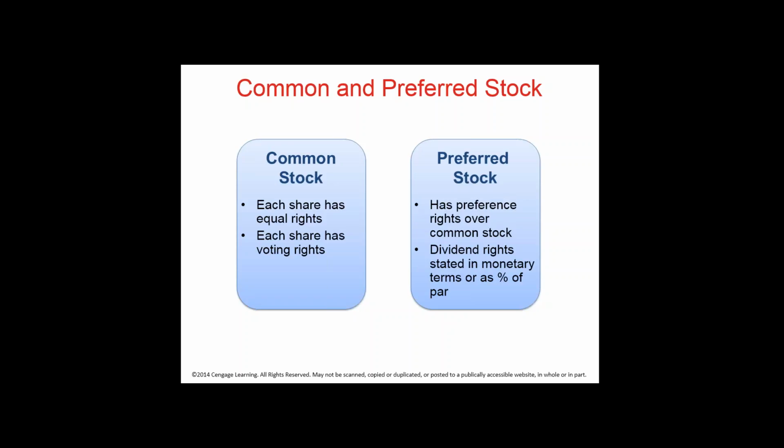Generally, the dividends are stated in either a dollar or monetary terms, a dollar amount, or as a percentage of the par value. But for either type of stock, dividends are not guaranteed, period. There are several requirements before dividends can be issued, and the board has to authorize it first.